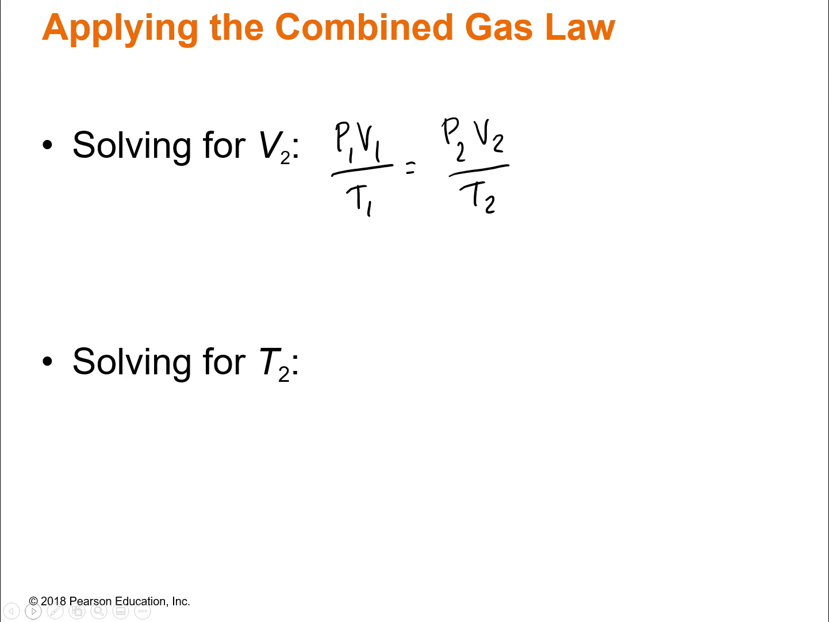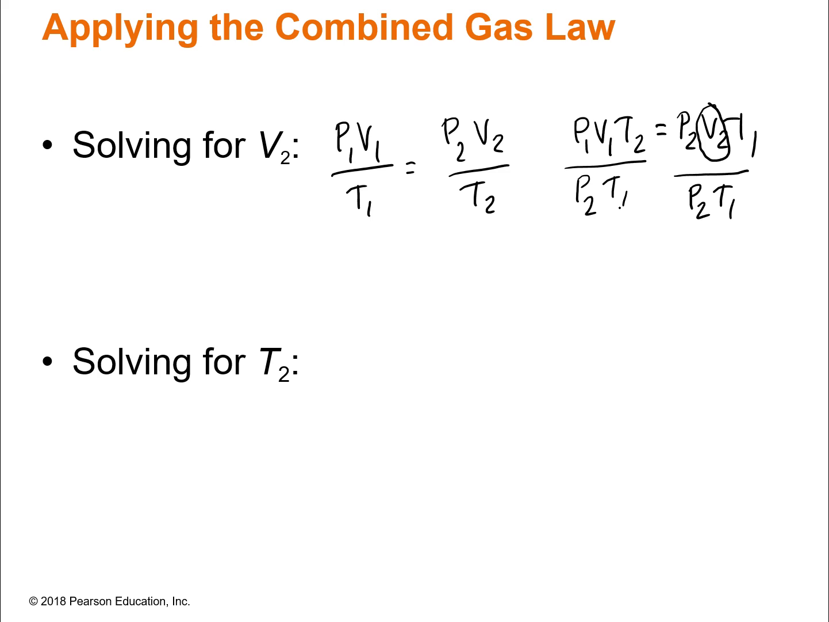So let's say that we want to solve for V2. Make sure you do your cross multiplication first. Then you can solve. So you're dividing by P2 and T1 on both sides. When you write this out, group your terms together.